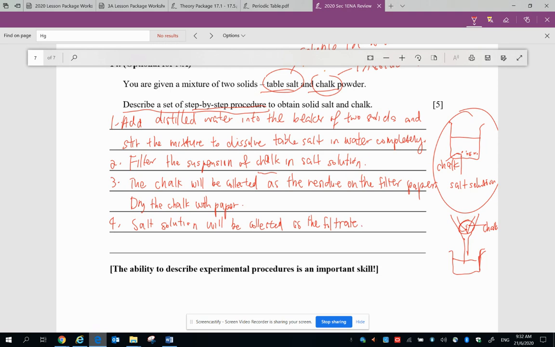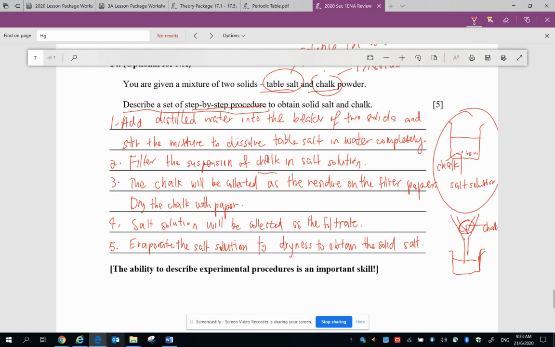So what do you need to do? You have to evaporate all the water away. So evaporate the salt solution. Now, this is not enough. You need to tell me evaporate for how long. You don't have to tell me the time. Just say evaporate the salt solution to, what's the D word? To dryness, to obtain the solid salt. Once the water has all evaporated, you will get the solid salt back.